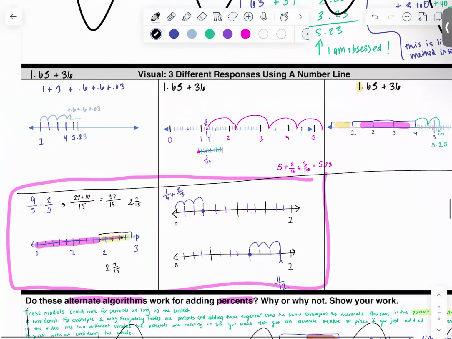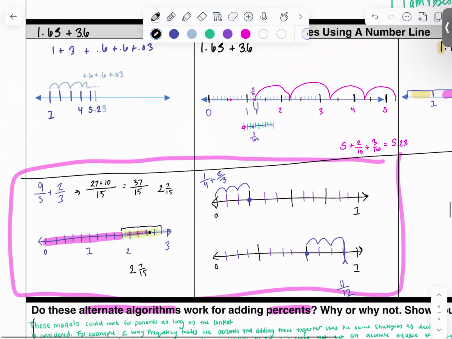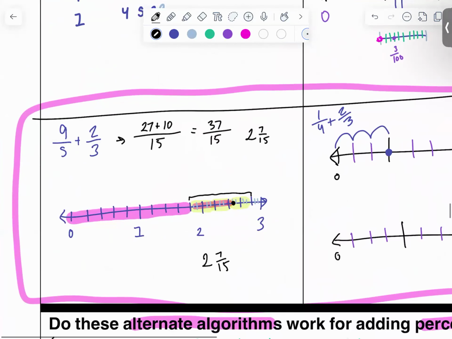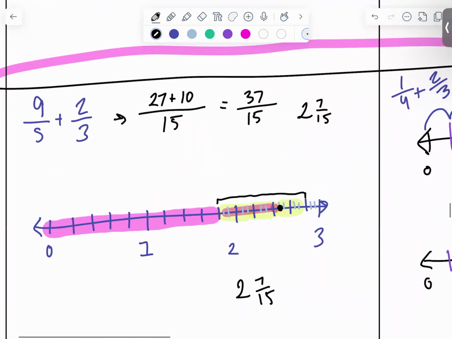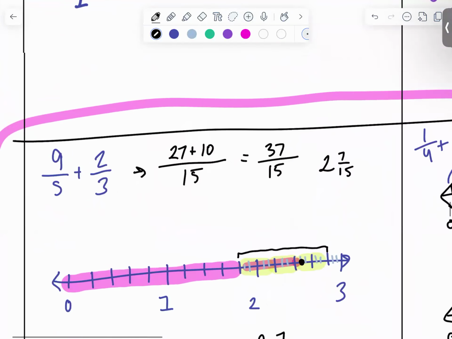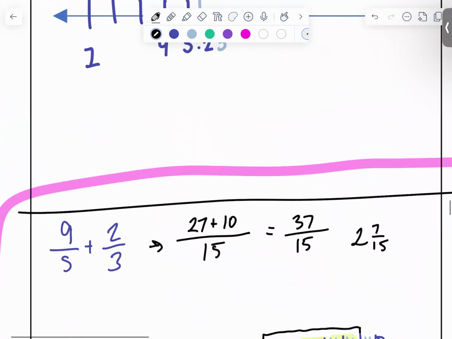Then I tried some number line work, and this number line method was very complicated. There's really no point in me explaining it because it is not going to be helpful to anyone. I didn't even like it.